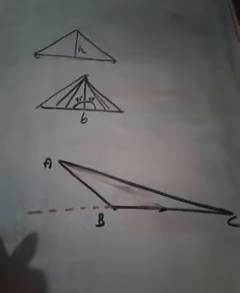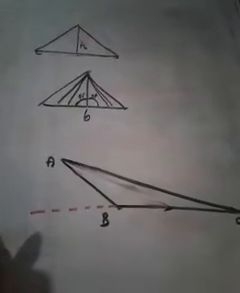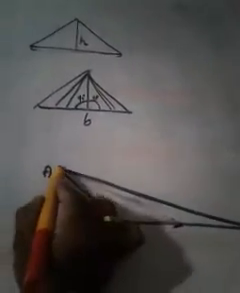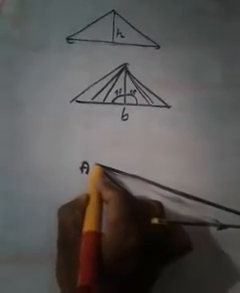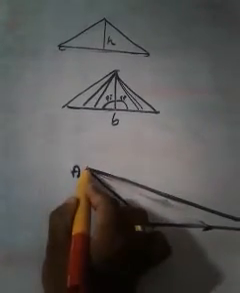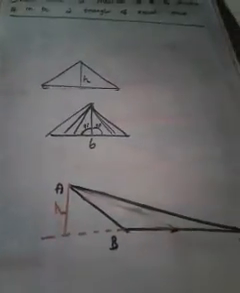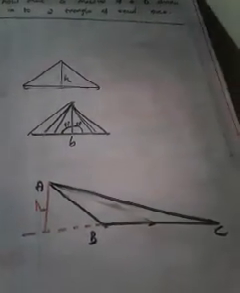Okay, just produce the side BC towards this side. Okay, then now BC, what I did is I just produced it to the left side. Then you can draw a height from A towards this line, and this you can consider as the height of the triangle. This is the rule. You may have understood the rule.